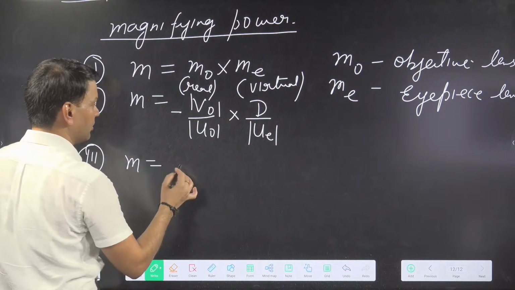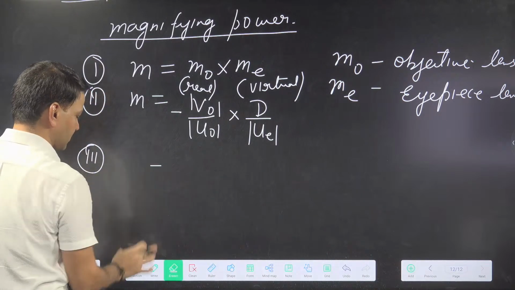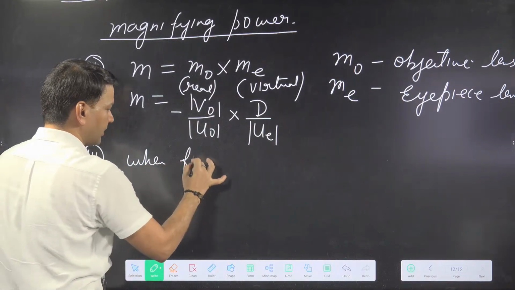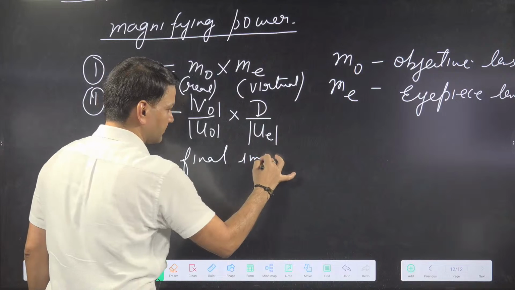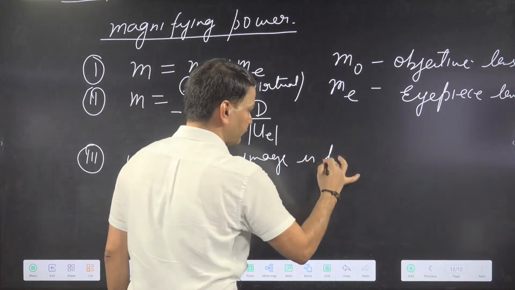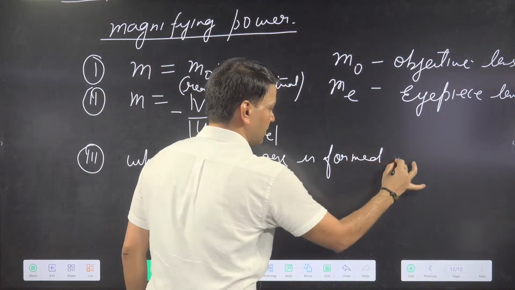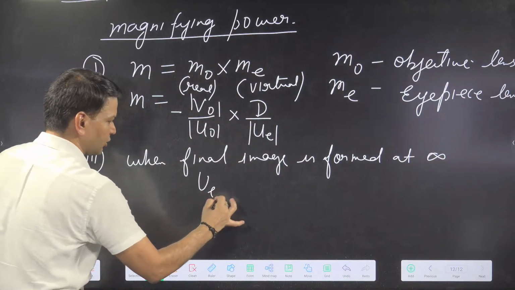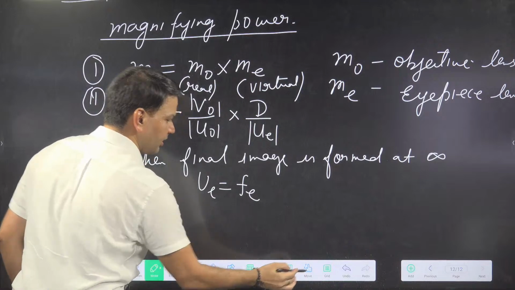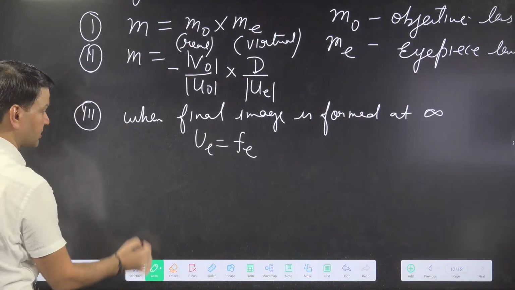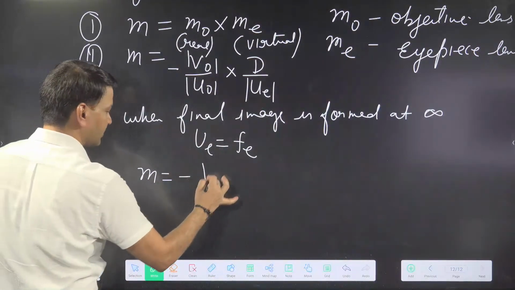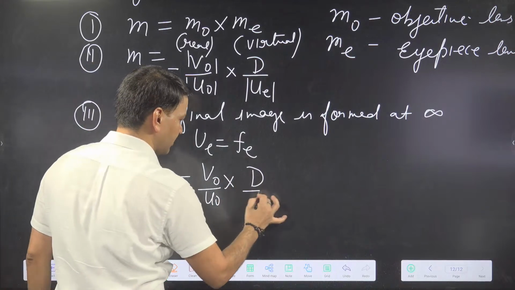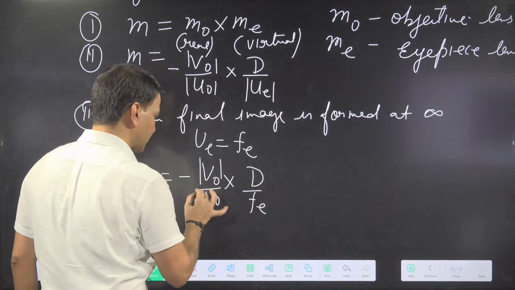M is equal to, in particular cases, when final image is formed at infinity, then UE what we will take? UE we will take FE. Then M what we will get? M is equal to minus VO by UO into D by FE. Only magnitude you will put.